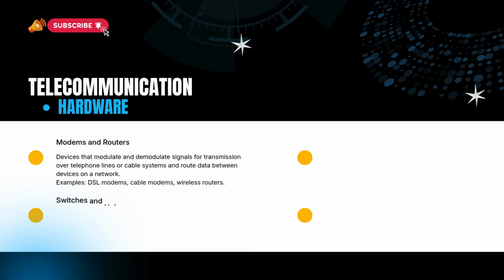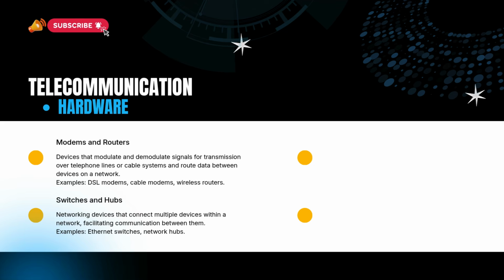Next, we have switches and hubs. These are networking devices that connect multiple computers or devices within a network. A hub works like a basic connector. It sends data to all devices in the network, even if only one device needs it. A switch, however, is smarter because it directs the data only to the specific device that needs it, which makes communication faster and more efficient.